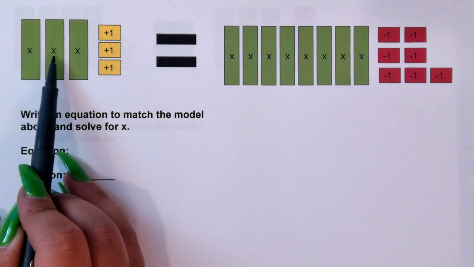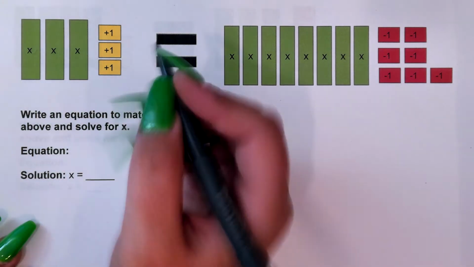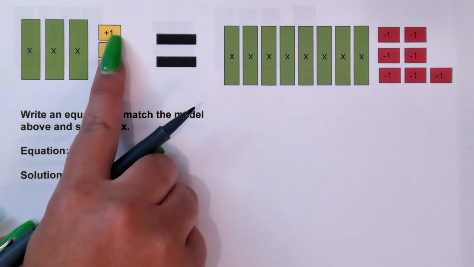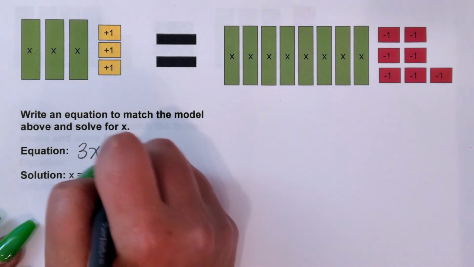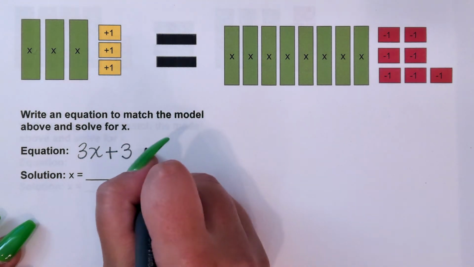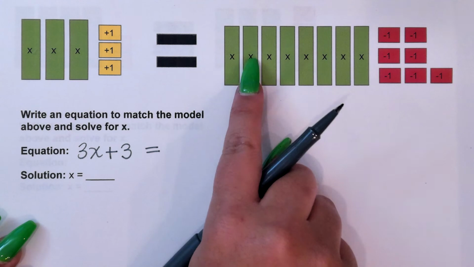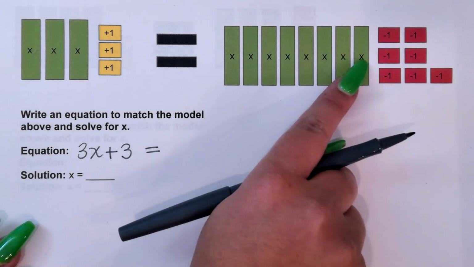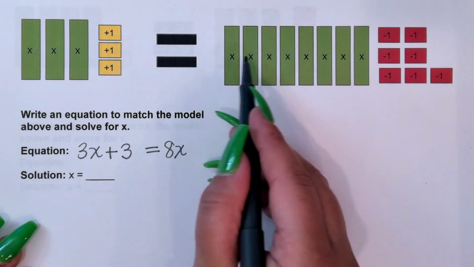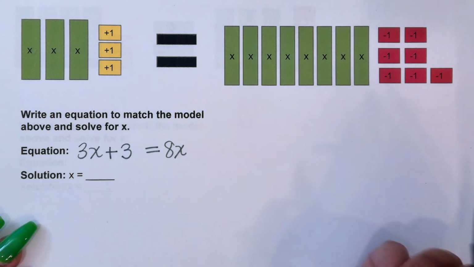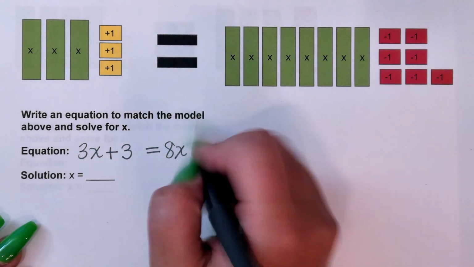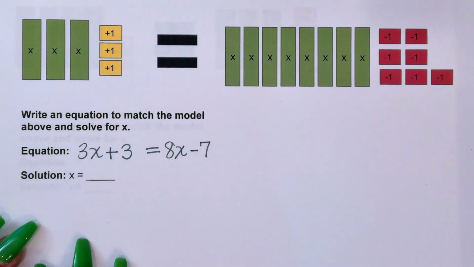So we have 1, 2, 3 x's on the left side. So I've got 3x, and then I have 1, 2, 3 without a variable. So I have plus 3 since it is positive. I'm going to bring down the equal sign. Then I have 1, 2, 3, 4, 5, 6, 7, 8. And it needs a variable. It tells me right here that there's an x, so I need a variable. It is also a bigger rectangle. Then I have 1, 2, 3, 4, 5, 6, 7. So I have minus 7.